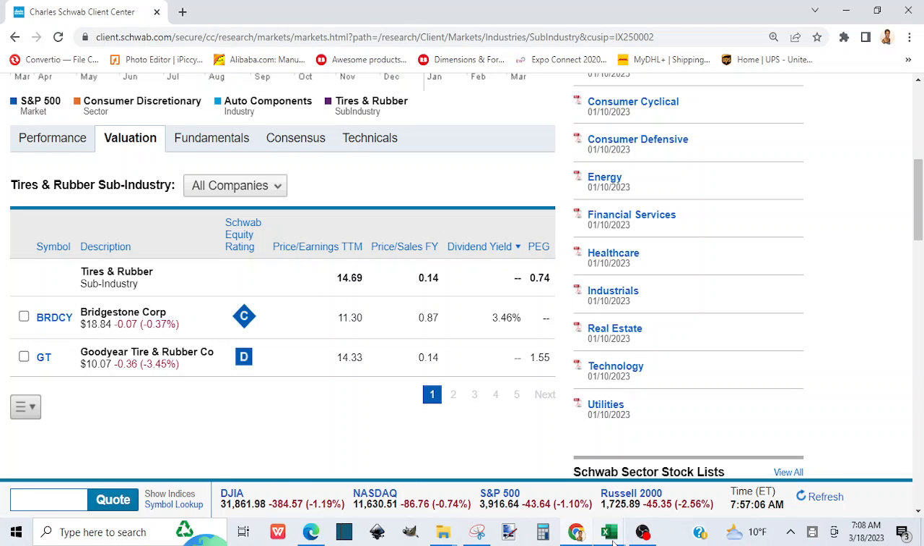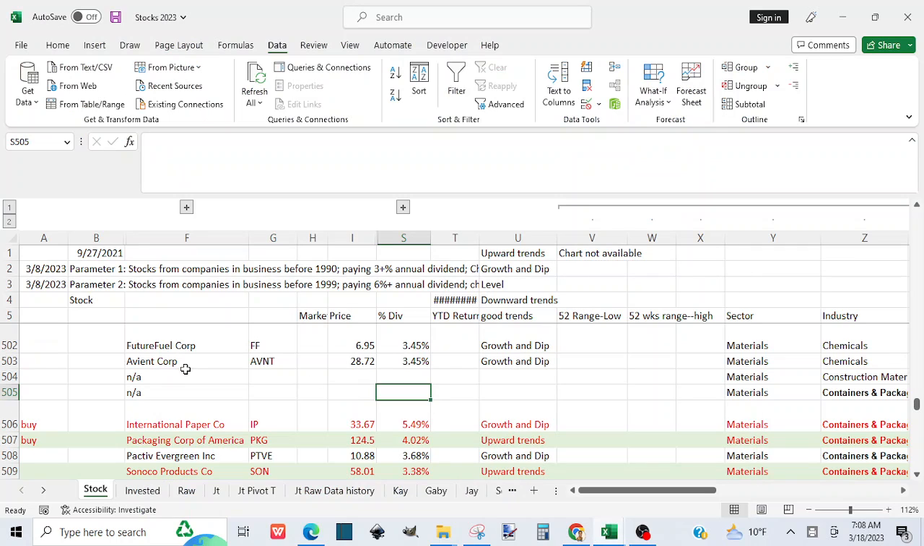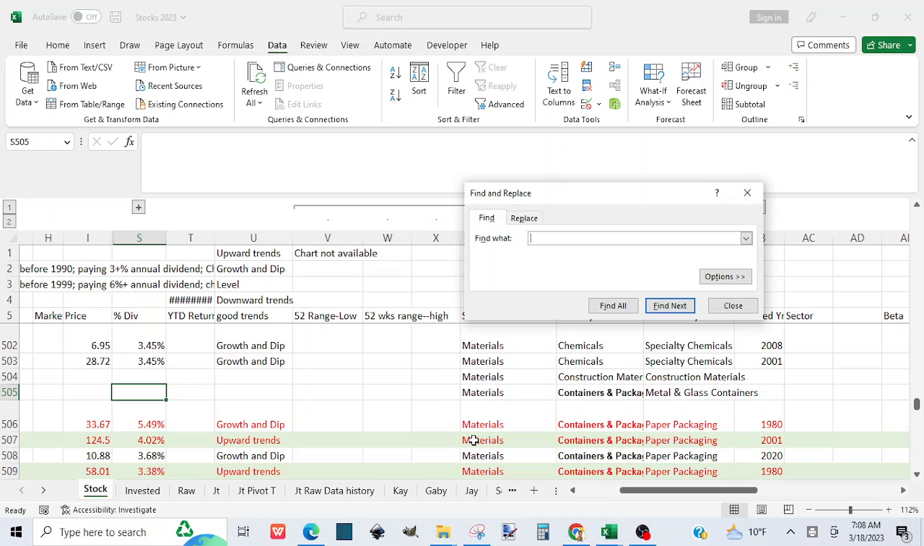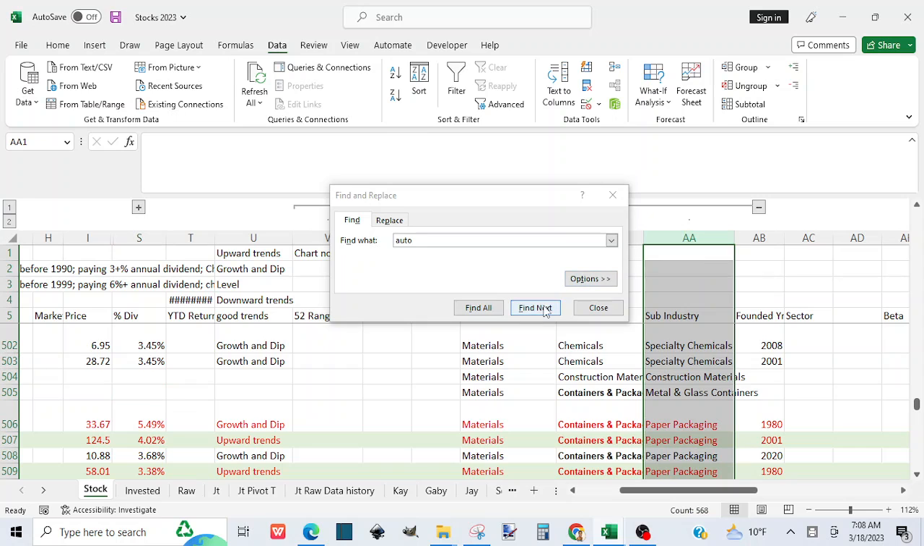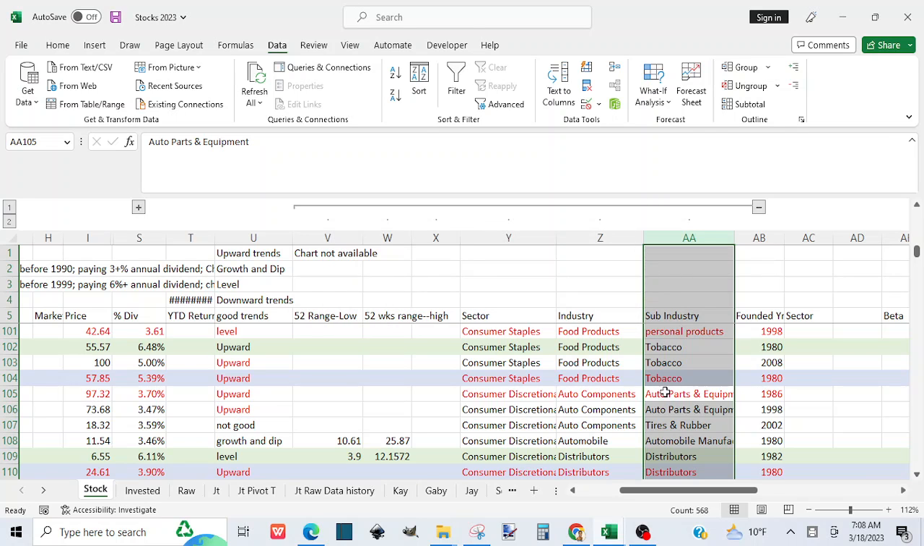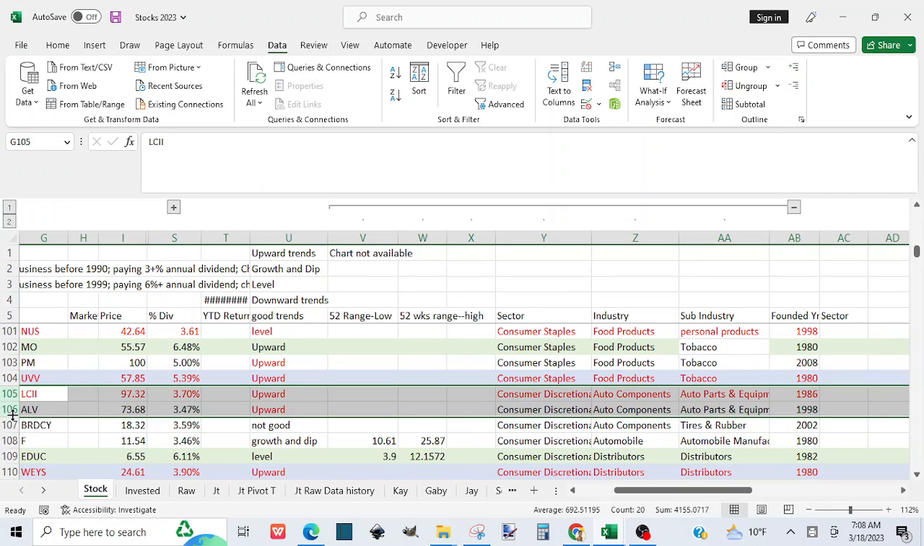And later, from your spreadsheet, you can click on each one of those companies and search them. We are in automobile, so let me see. Let me search auto. Okay, let me get this out of here. I have a record for them.